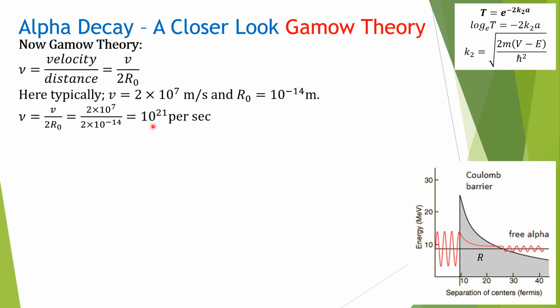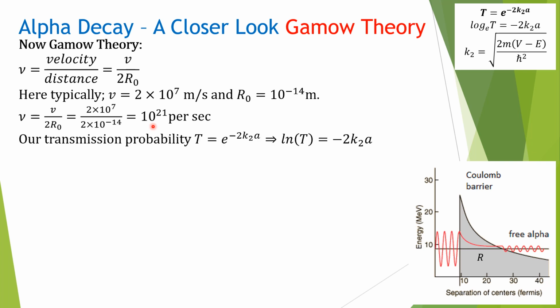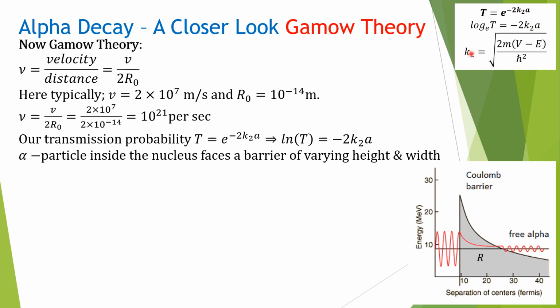Now, our transmission probability represents that the alpha particle knocks at its confining wall 10 to the power 21 times in a second, and yet it may wait for an average time as much as 10 to the power 10 years to escape from the nucleus. So for our transmission probability, I'm using the same equation which I have encapsulated here, and the alpha particle inside the nucleus faces the barrier of varying height and width.